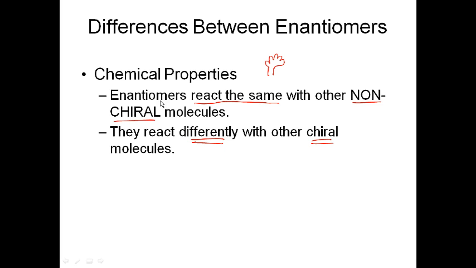So enantiomers react the same with other non-chiral molecules, but they can react differently with other chiral molecules. When I say they react differently, sometimes that difference isn't very big, sometimes it's huge. This is why we have shoes for the left foot and the right foot. If we had some sort of shoe that fits on either foot, it would be non-chiral. I don't know that example as well as I know the gloves.